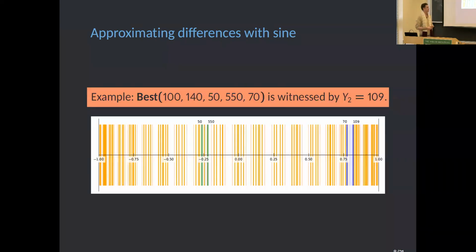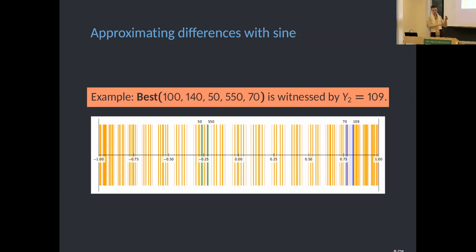Okay, again, this might be better visualized. So now we have a very fine mesh. We have up to 100 and up to 140. The dark orange marks the mesh up to 100, and then there's a faint pink mesh as well that adds on up to 140. And so here, if we're considering whether or not this predicate best holds on this tuple, we're basically asking, if we're trying to approximate the difference between sine of 50 and sine of 550, is 70, like sine of 70, a part of a best difference approximate for the difference between sine of 50 and sine of 550? And the answer is yes.